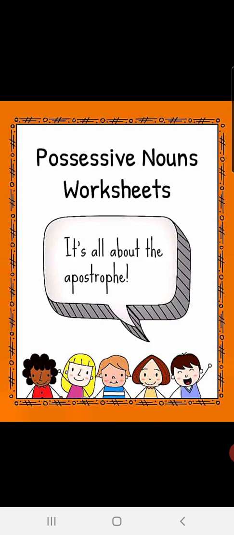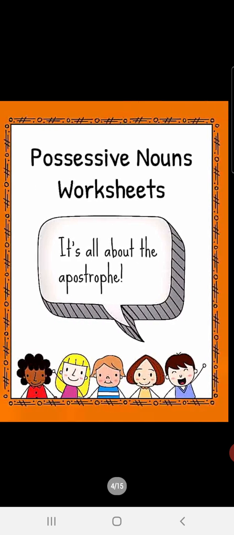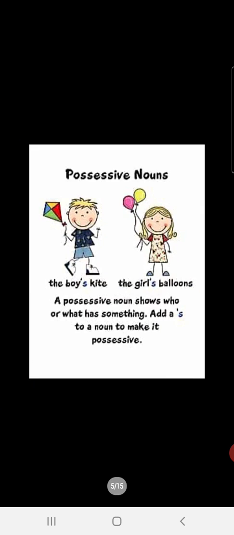Now today we are going to study about possessive nouns. Okay, children, what you have to remember about possessive nouns is that it is all about the apostrophe. We pronounce it as apostrophe, right? It is all about apostrophes. Let us see what it is about. Possessive nouns, children. A possessive noun shows who or what has something.